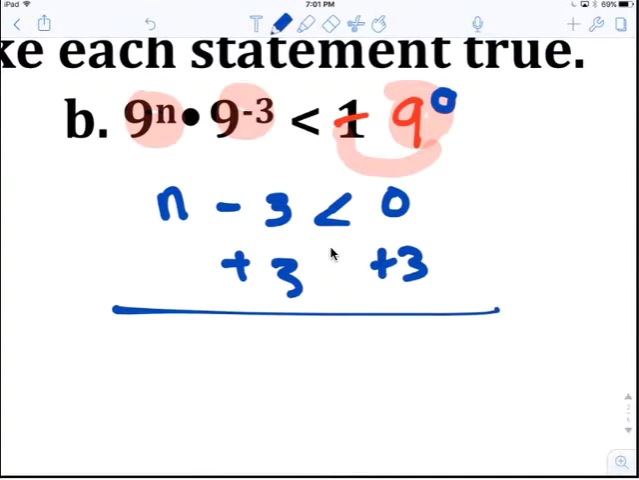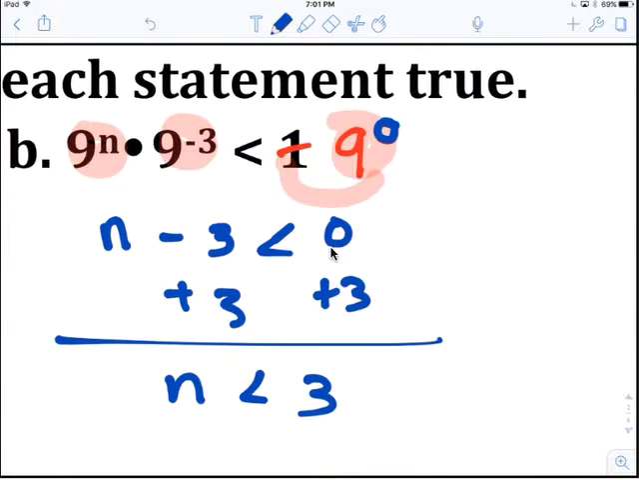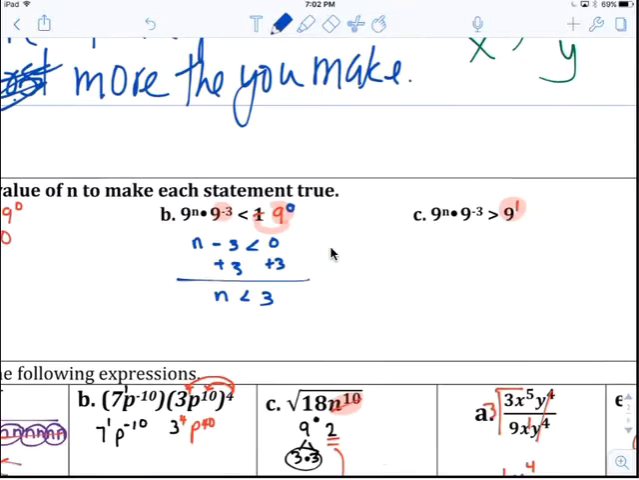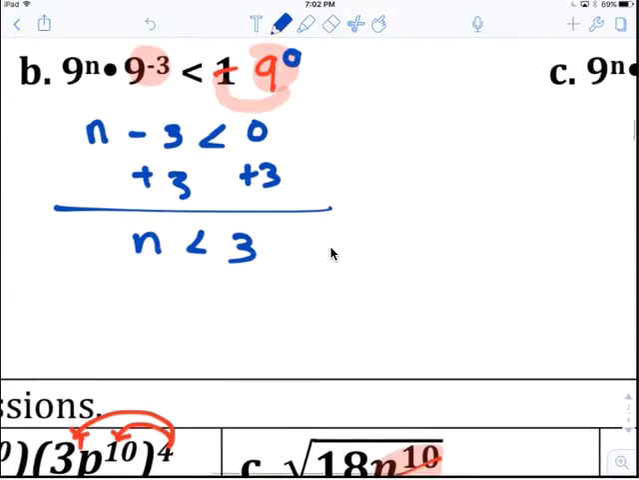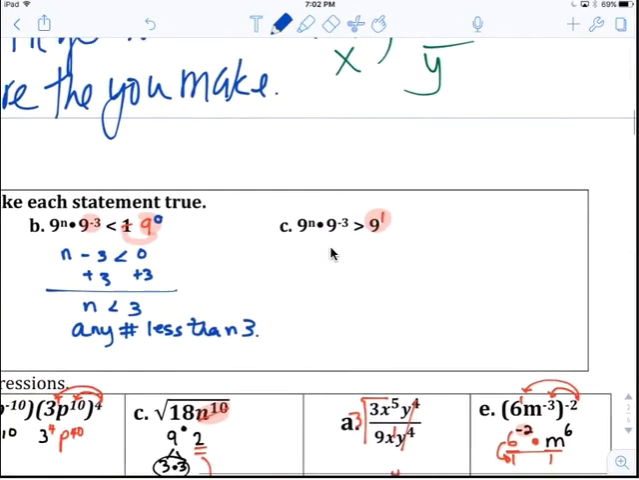Anything that's less than 3. You can choose any number less than 3. It would be correct. Okay? So n is less than 3, and I can choose any number less than 3. You can choose 2, 1, 0. If you choose 3, you'd be incorrect because you'll get 0, and that would be wrong. So I'm looking for you to choose any number less than 3.